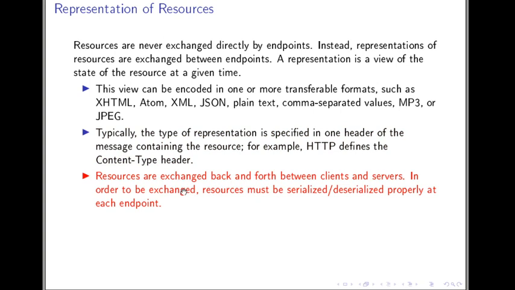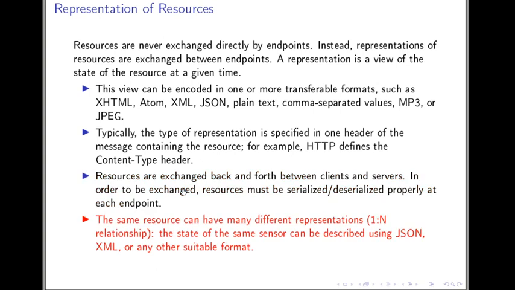What is the type of representation? Resources are exchanged back and forth between client and server. In order to be exchanged, a resource must be serialized properly at the endpoint. The same resource can have many different representations, that is a one-to-n relationship. The state of the same resource can be described using JSON, XML, or any other format.